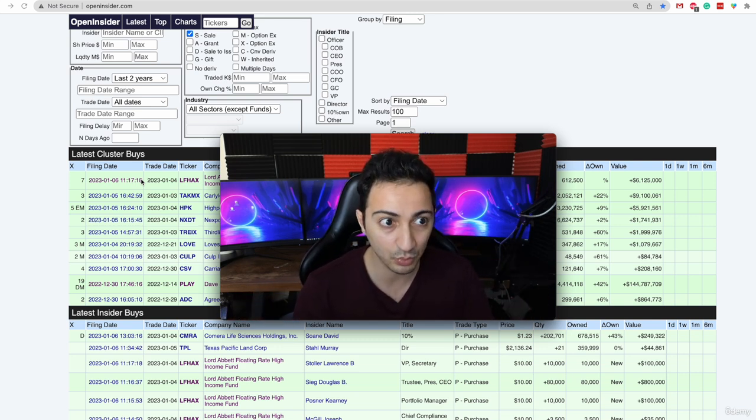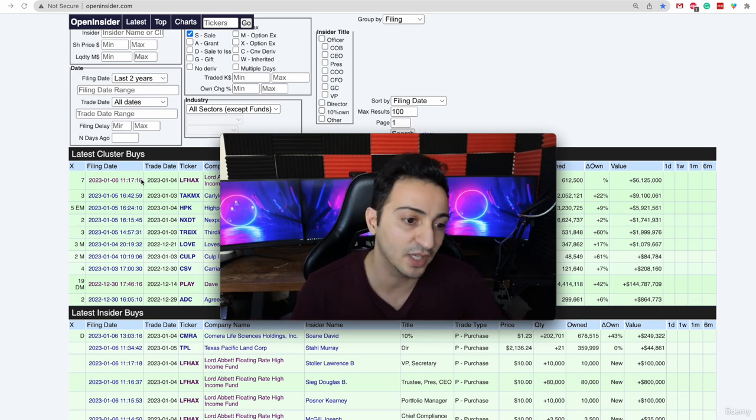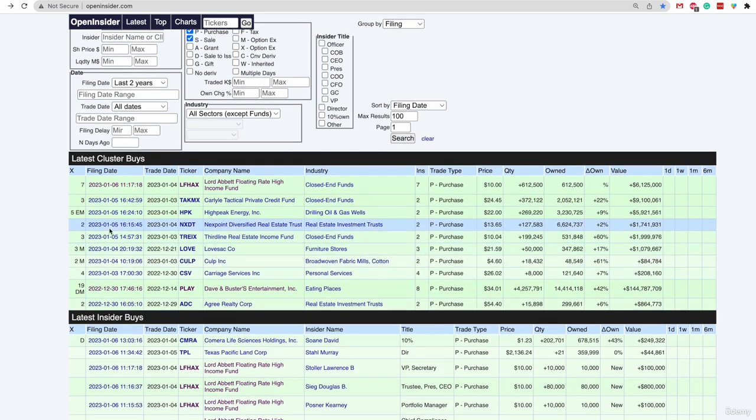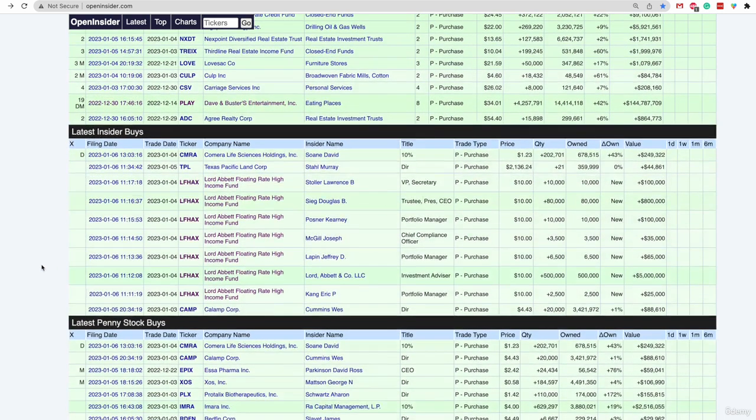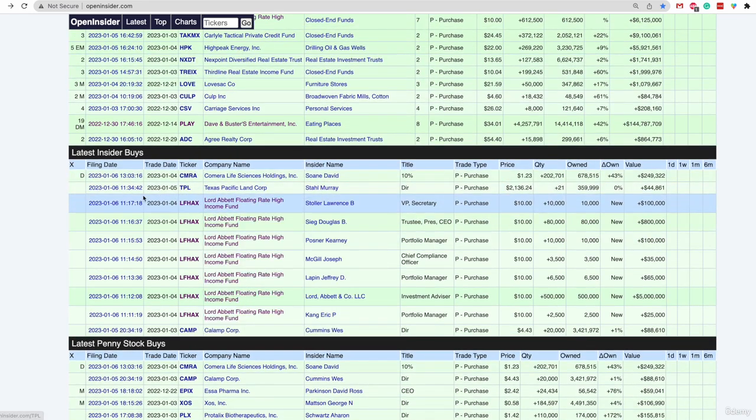So this is where Open Insider comes in. It's a website, it's completely free, and you can actually see if there are any insider buys and sells here, and you can see the ticker and everything. You can see the latest cluster buys, latest insider buys, all that stuff. You can literally see all of them, and see if you want to invest in these companies.